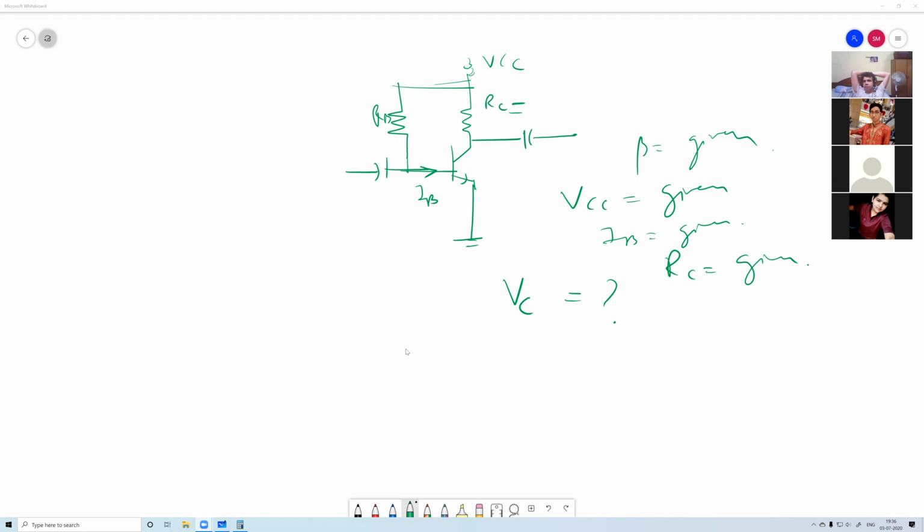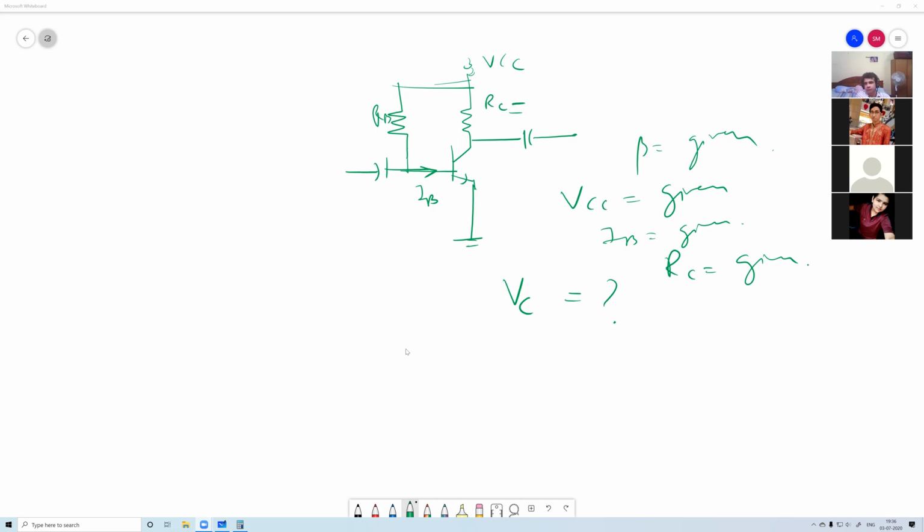Anyway, Saiba, when is VCC approximately VCE? This is another question that can be asked. In this case, it's not the case. But when is VC almost equal to VCC? When does it happen? So from one question we can find another question. Yes, cut off. Very good. It is cut off. Right.